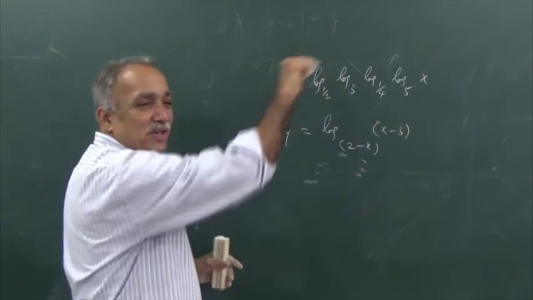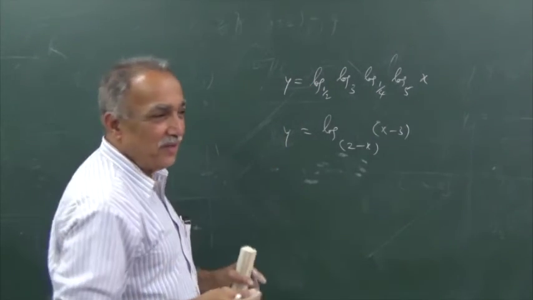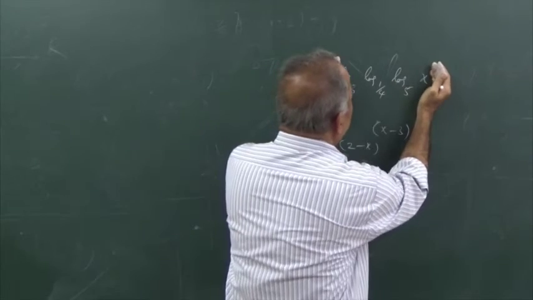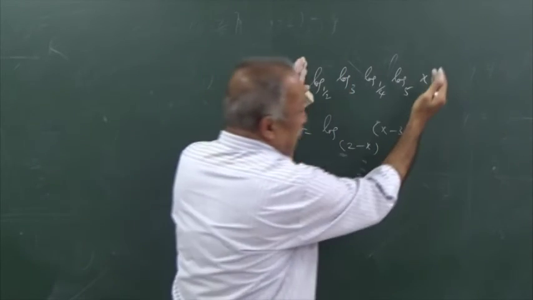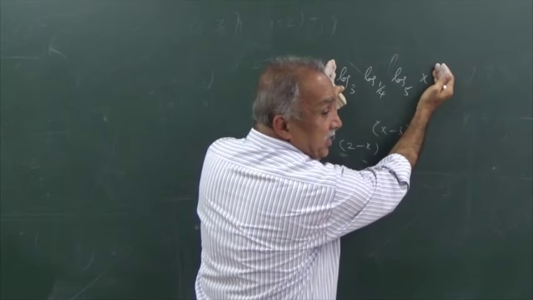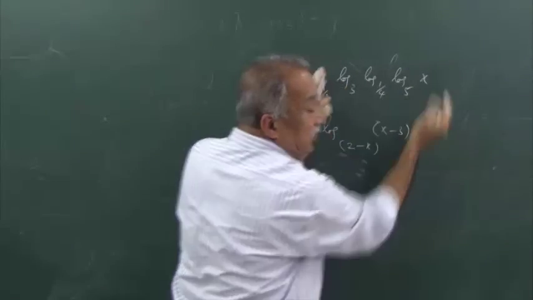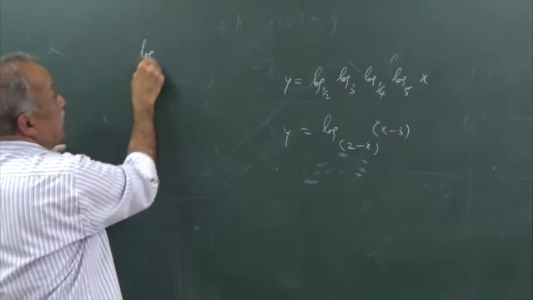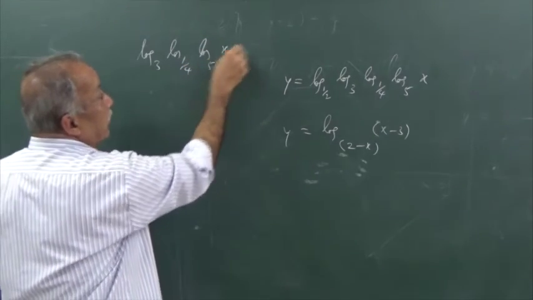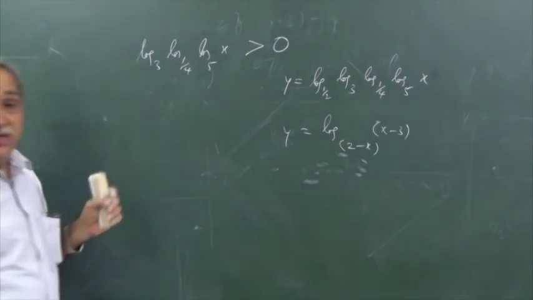If you want, let us start from this side. That may be more convenient. First, this must be meaningful. To have this meaningful, this must be meaningful. To have this meaningful, this must be greater than 0. Agree? I'll write down: log base 3, log base 1 by 4, log base 5 of x must be greater than 0.